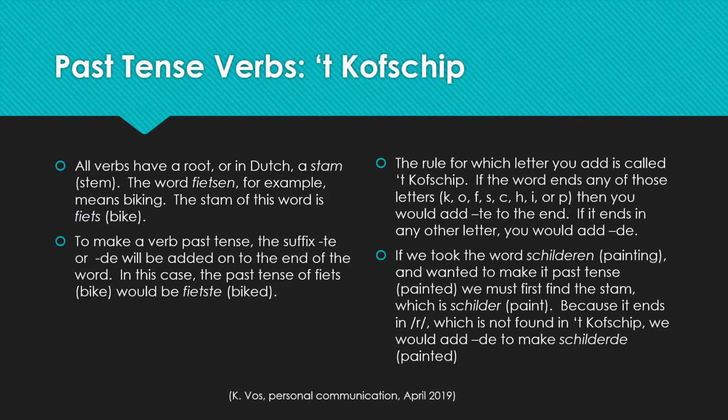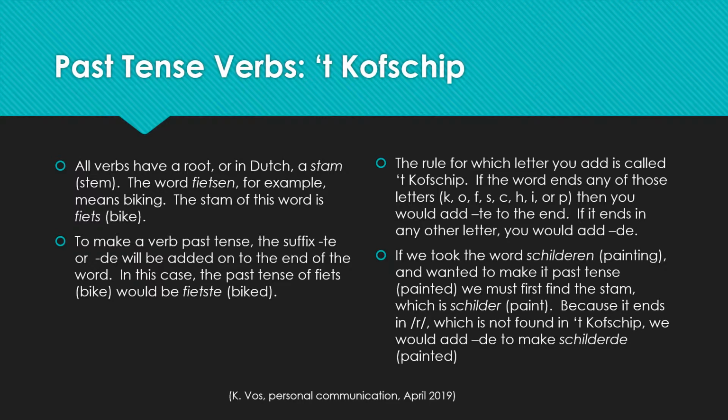So for my linguistic phenomenon that I studied, I learned about past tense verbs and a rule called the Kofskip. So what I learned is that all verbs have a root, or in Dutch they call it a stam, or stem. So the word fietsen, for example, means biking. The stem of this word is fiets, bike. To make a verb past tense, we must add the suffix te or de onto the end of the word. In this case, the past tense of fiets would be fietste, or biked.